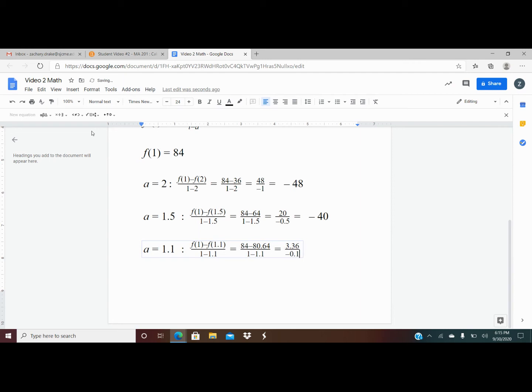Dividing by a tenth is the same as multiplying by 10. So we're now left with negative 33.6.